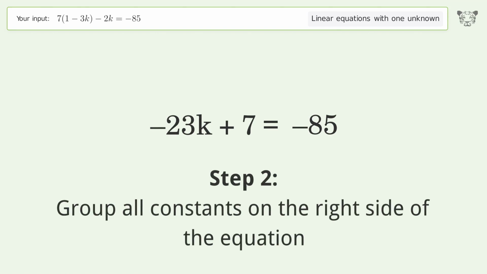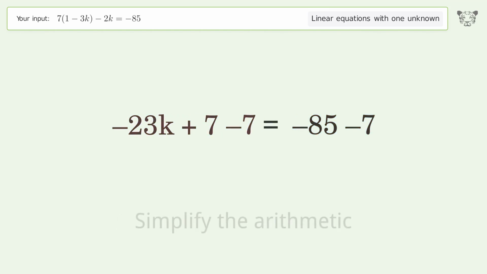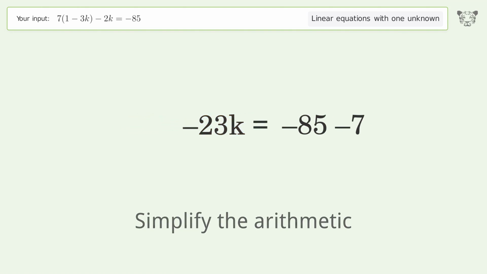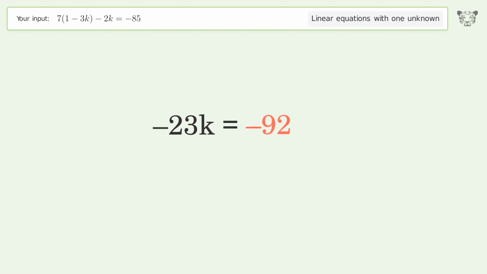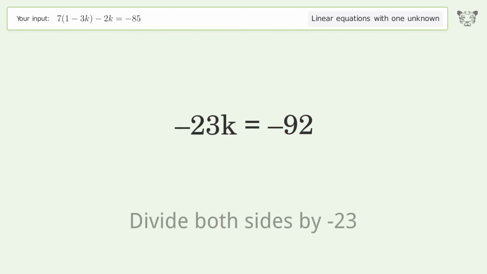Group all constants on the right side of the equation. Subtract 7 from both sides. Simplify the arithmetic. Isolate the k. Divide both sides by -23.